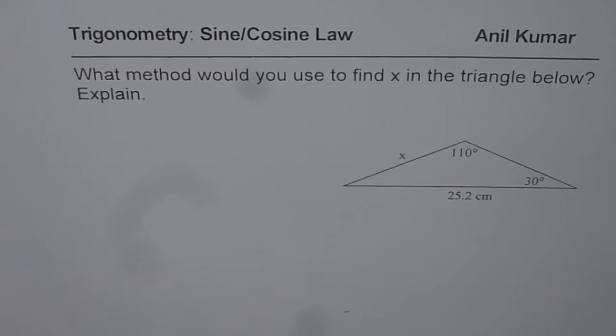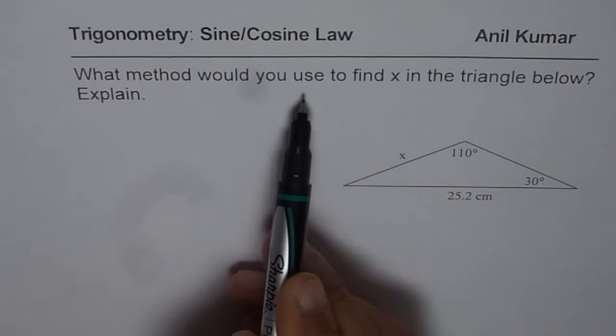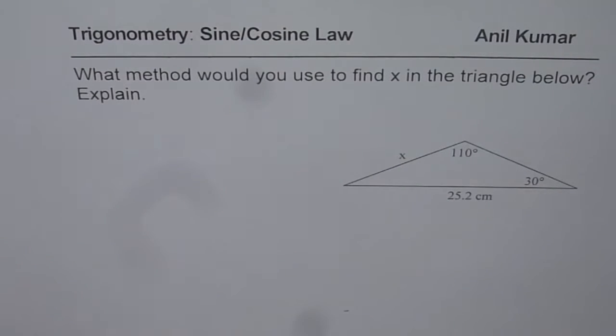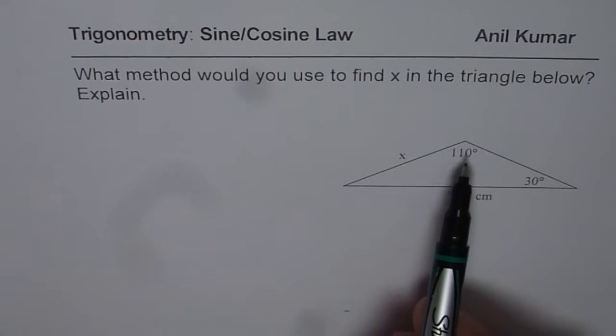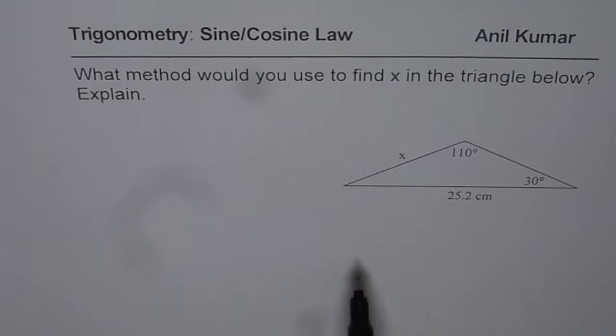They want to understand when to apply sine law and when to apply cosine law to solve triangles which are not right angle triangles. So we have a couple of videos which will help you understand the concept. Here's the very first one for you. The question here is, what method would you use to find x in the triangle below? Explain. So we have a triangle here whose two of the angles are given, one side is given, right?